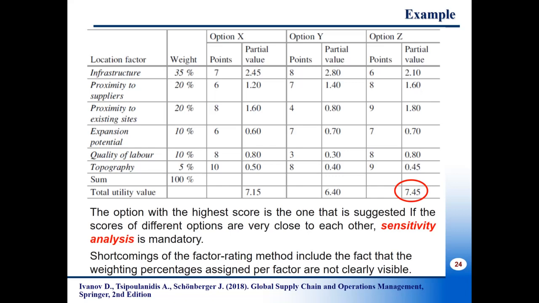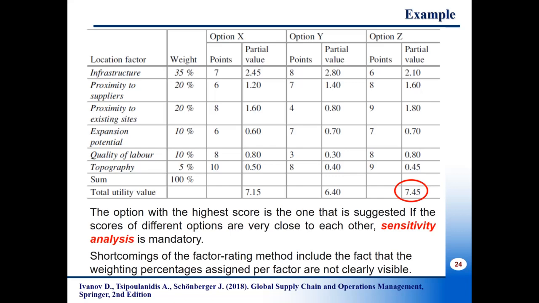Finally, the sum of partial values for each option is the total utility value for each option. Then we compare the total utility values of all options, and the highest total utility value will be chosen as the potential location of our central warehouse. In our case, option Z is the best, and we choose that. However, if the scores of different options are very close to each other, sensitivity analysis is mandatory.